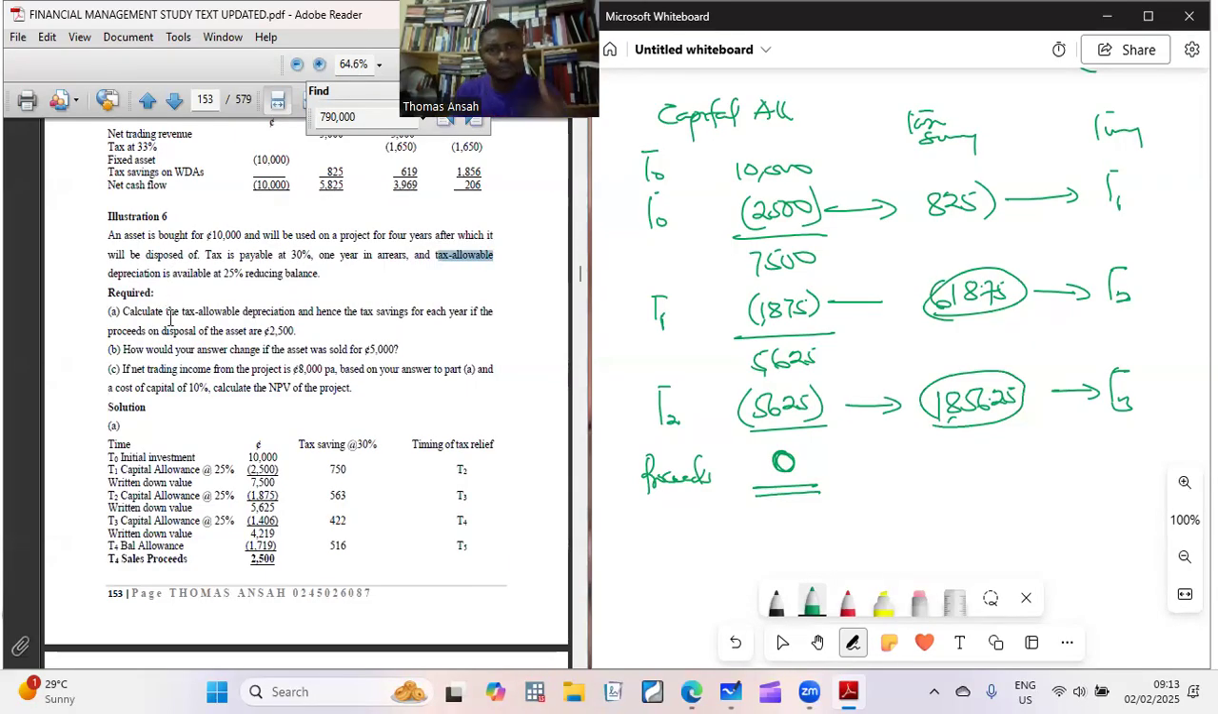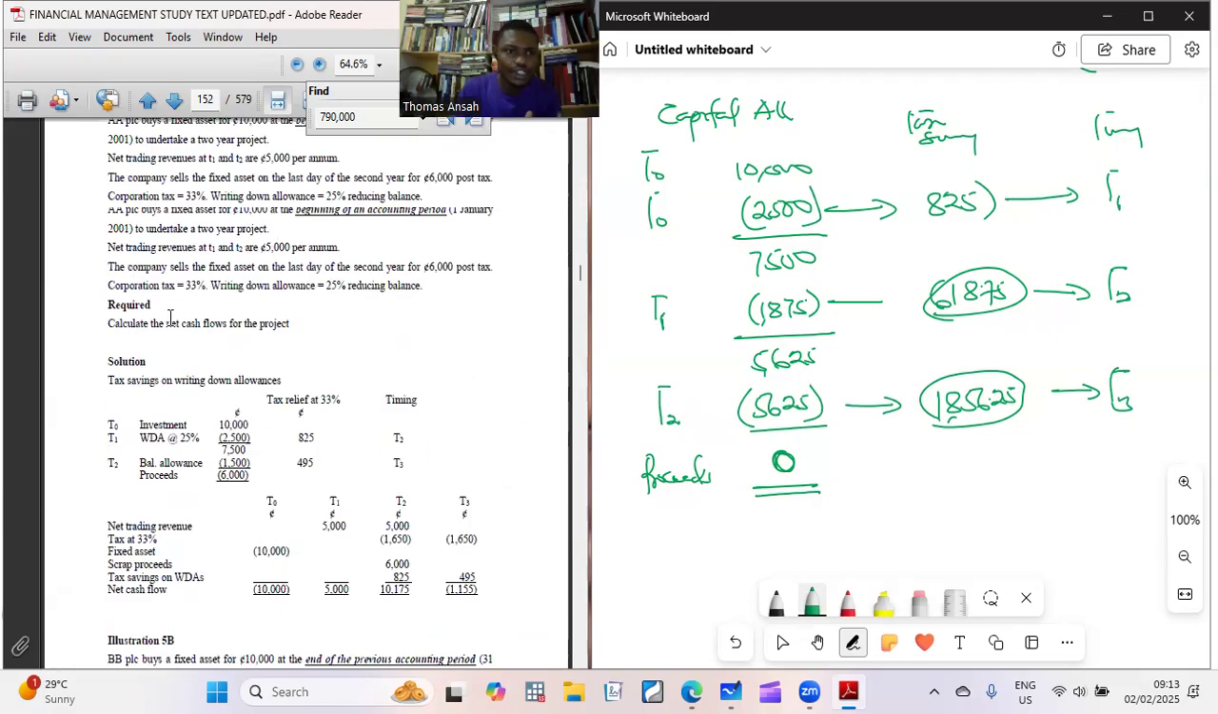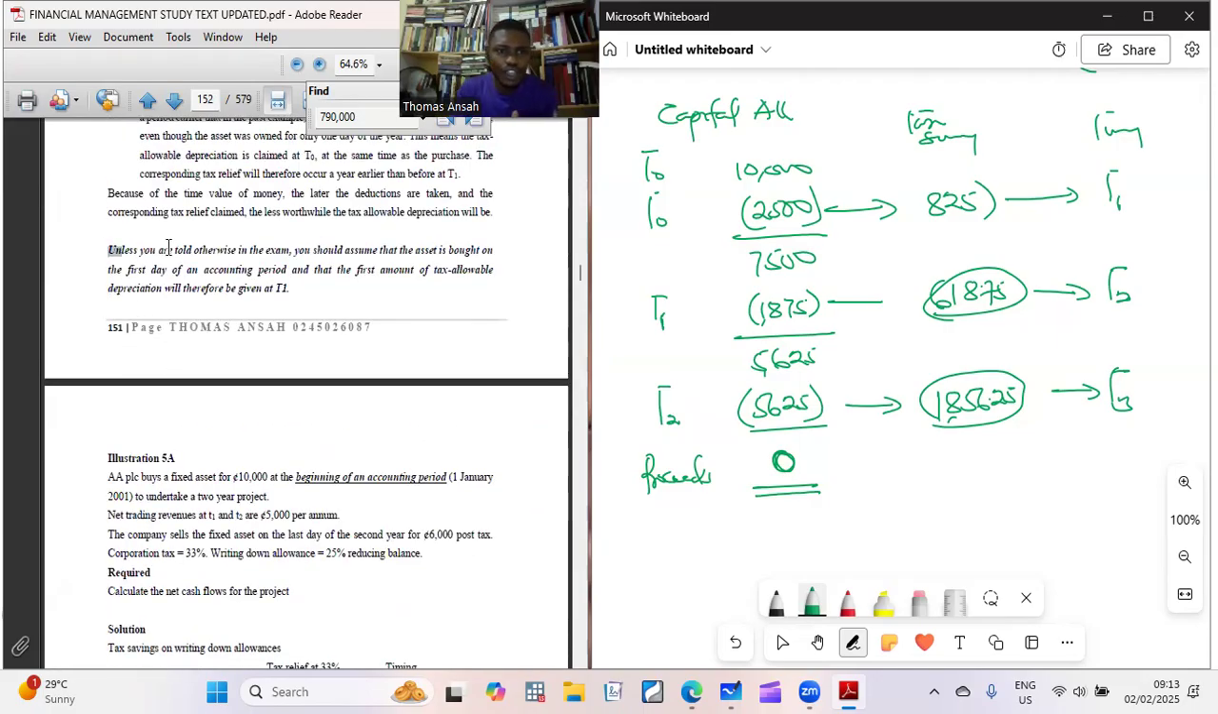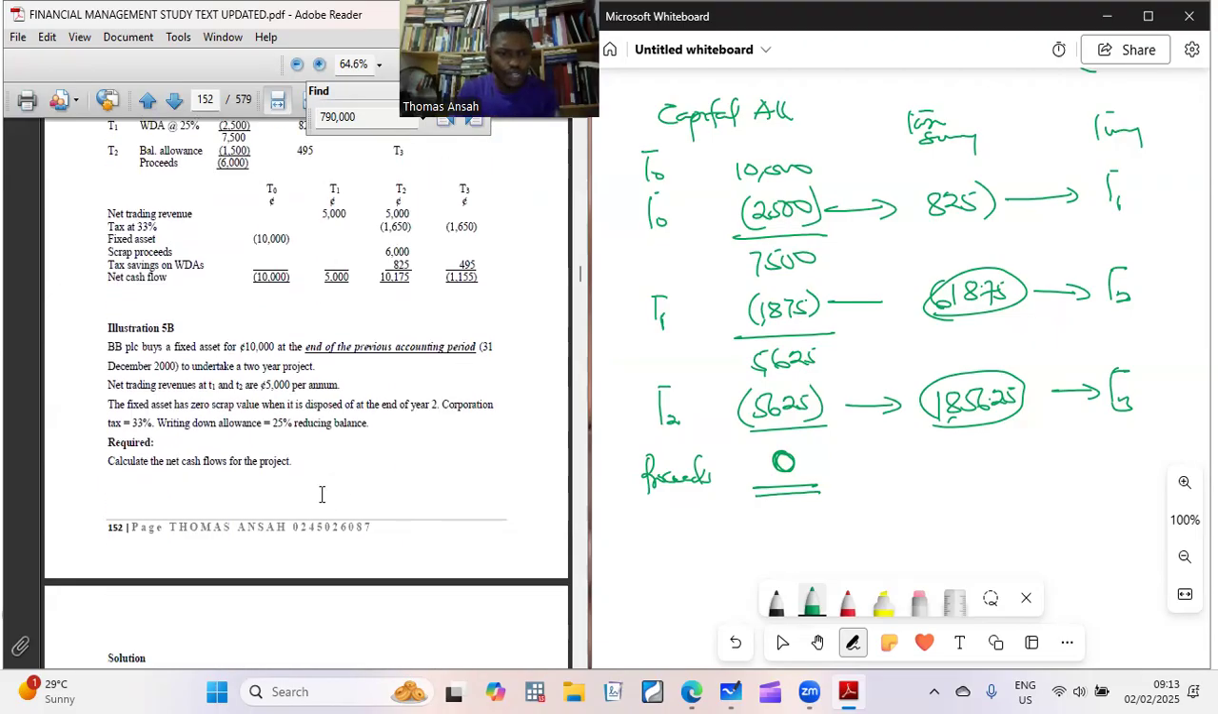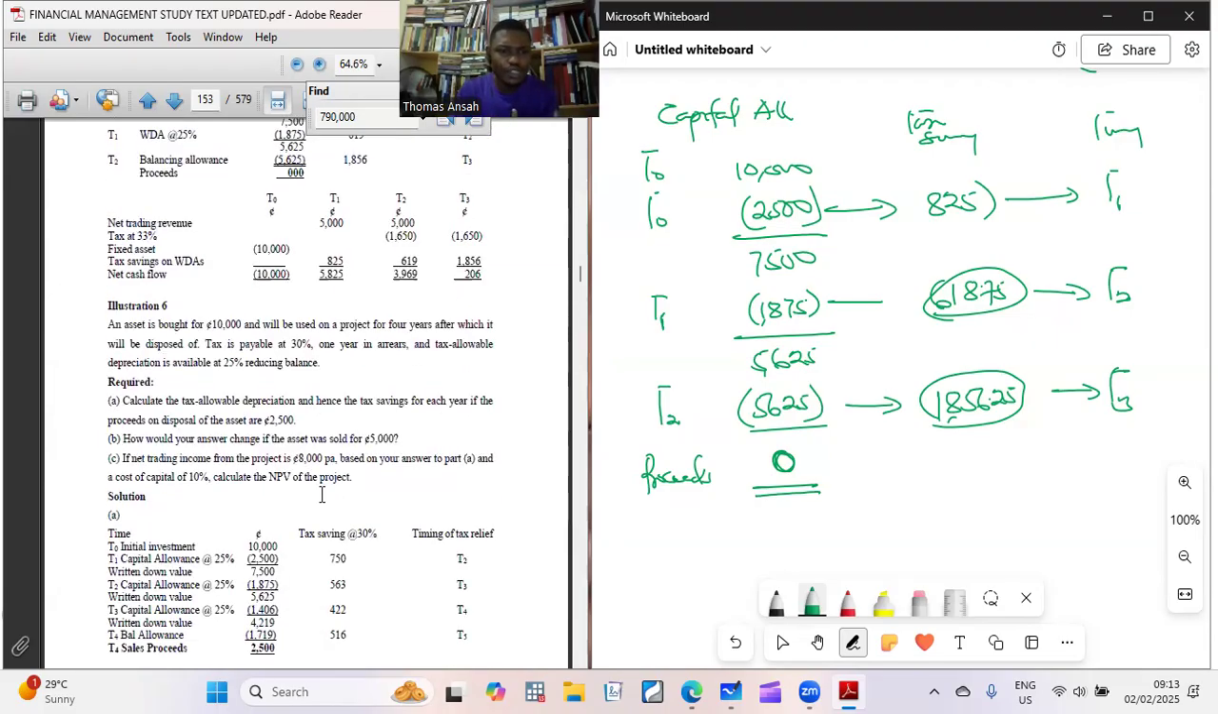I told you that if the timing is not given, then it means it's what? At the beginning of the accounting year. I told you that. All right. So if you have my FM book, the assumption is clearly stated. So that is that. That's why you could see in this question, we started at T0, we did it here, then the timing started shifting. All right. So that is that.